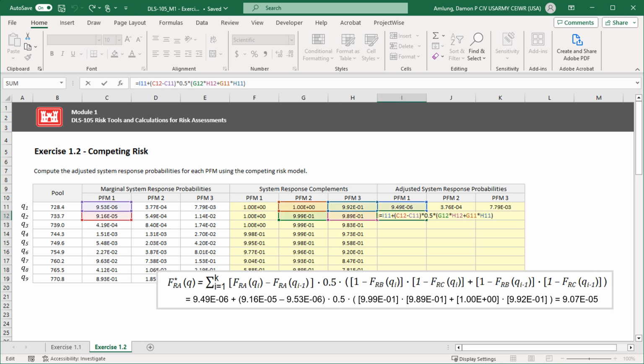For the second row, at a pool of 733.7 and coming back to PFM1, it is time to plug and chug. We take the adjusted probability for PFM1 plus the quantity of the difference in the marginal system response for PFM1 at this hazard level and the previous one, times 0.5, times the sum of the survival function at this hazard level and the previous. As such, the last term becomes the complement of PFM2 times the complement of PFM3 at pool 733.7 plus the complement of PFM2 times the complement of PFM3 at pool 728.4.